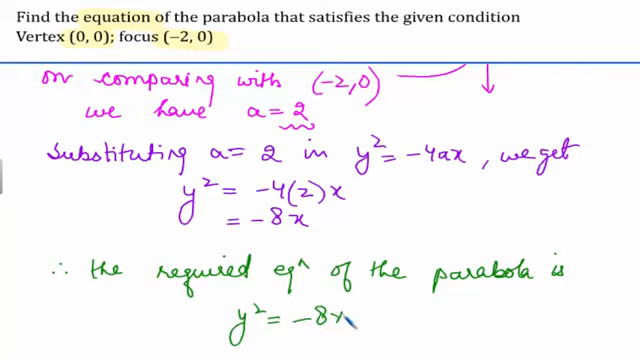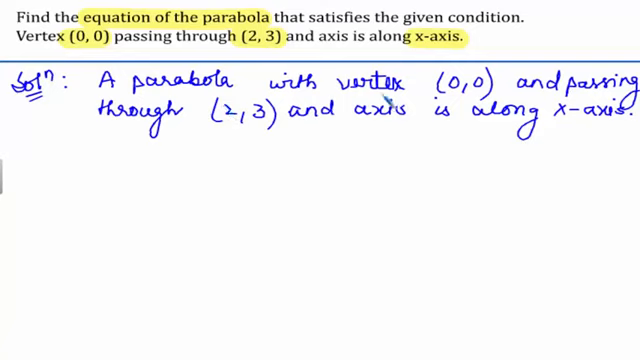In this question, we have to find the equation of the parabola that satisfies the given condition. It says that the vertex of the parabola has coordinates (0, 0) and the parabola is passing through the point (2, 3) and the axis is along the x-axis. Let's begin with the solution. And we are given a parabola with vertex (0, 0) and passing through the point (2, 3), and also we are given that the axis of the parabola is along the x-axis.